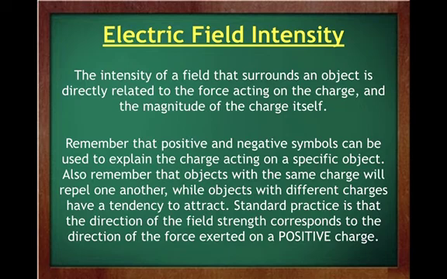Now, when we talk about drawing field intensity and field lines, standard practice from physicists is that the direction of the field strength corresponds to the direction of the force exerted on a positive charge. Because you can have 2 different types of charges, they've had to adopt a convention so there's no confusion. That convention is that your field strength corresponds to the direction of the force exerted on a positive charge. So you're going to be thinking about what the positive charge is doing, and if it's something on a negative charge, it'll be the opposite, and we'll get into that in our questions.